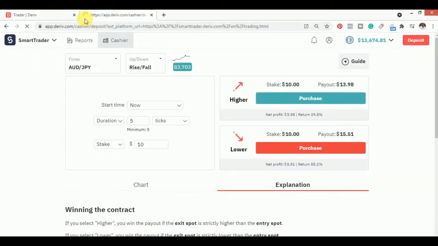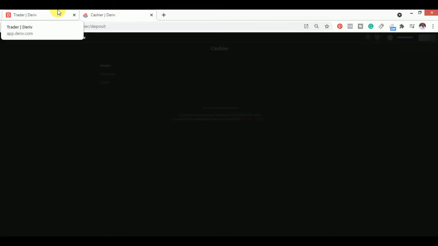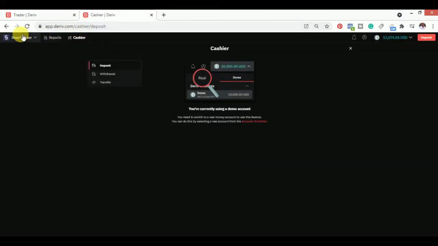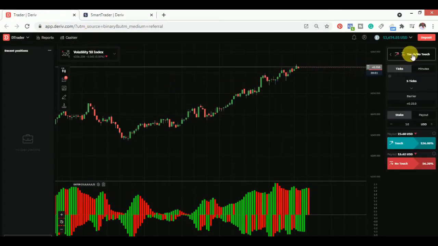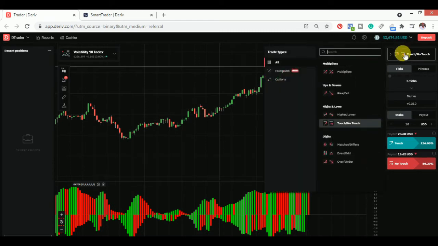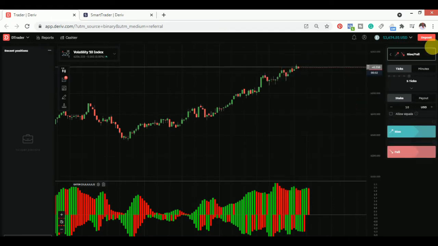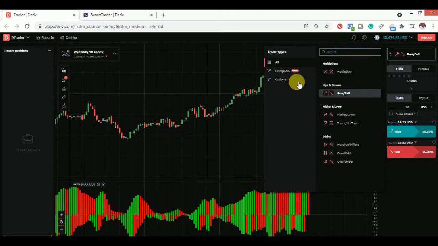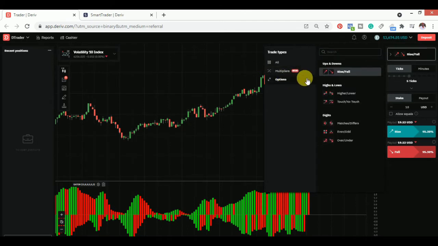Let's just look at it here. I don't want that. Let me begin from here. Now, to use the reset call option, you have to click on this part here and then scroll down. What market are we on? Volatility index. We're on matching digit over. Rise and fall options.